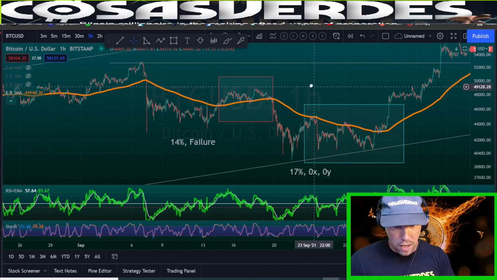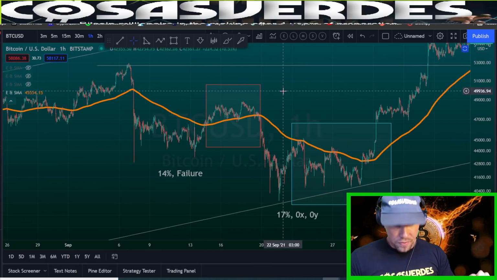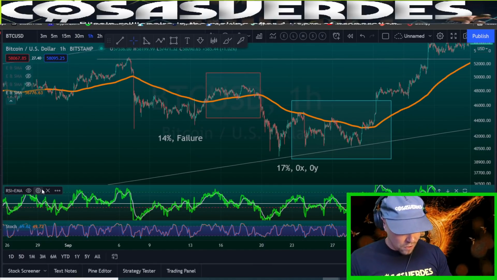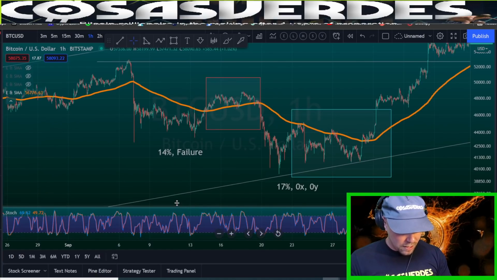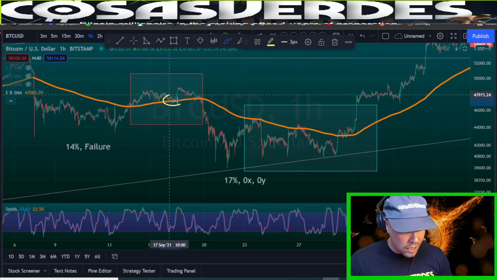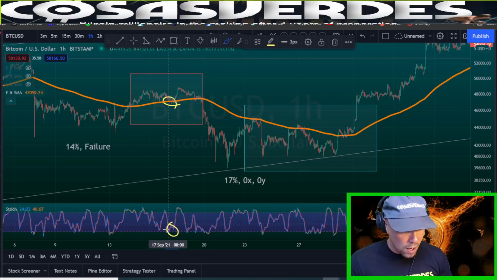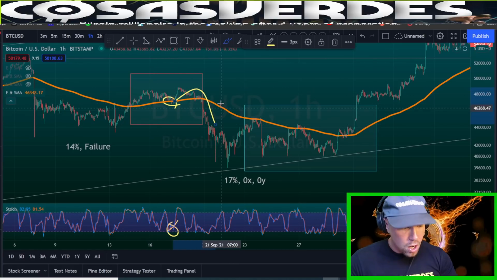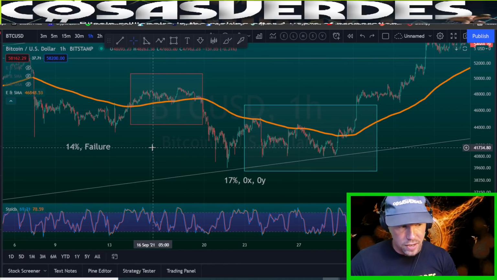Whenever you see red boxes as I'm scrolling along here, that is a failure. So I'll take off the RSI here, put on the Stokes, make these bigger so we can see them. Here it failed because it got above the orange line, and right here it stuck its landing, and the Stokes went all the way down and curled back up, but it didn't work. So that's one of the 3 failures out of the 10 reiterations, right?